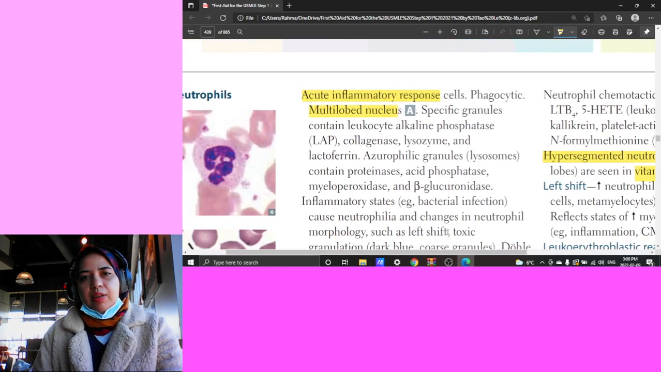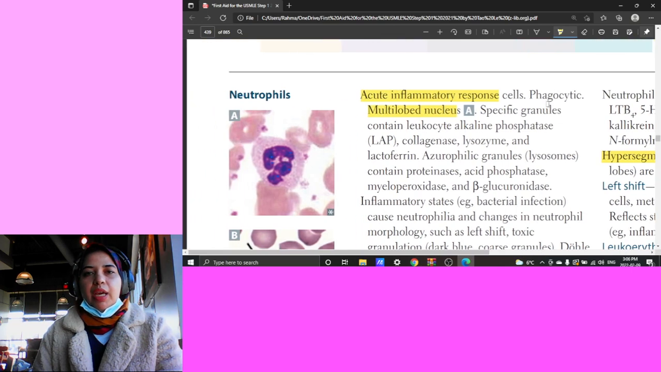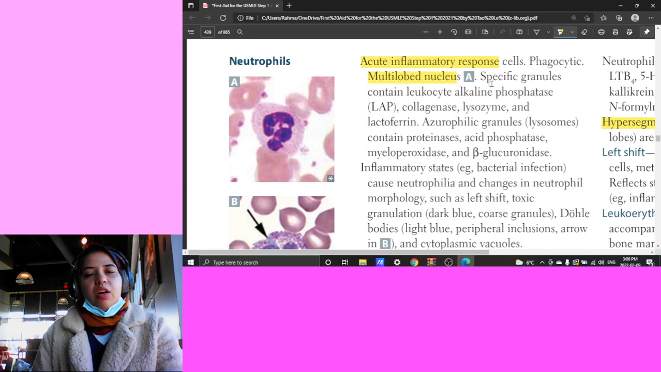So in these cases, I would have an anemia, which we call a megaloblastic anemia, and we also have a feature of a hypersegmented neutrophil, and that would clue me in on it being a vitamin B12 or folate deficiency. The next thing to be aware of is the contents of the neutrophils and what they secrete. They are involved with the inflammatory response.